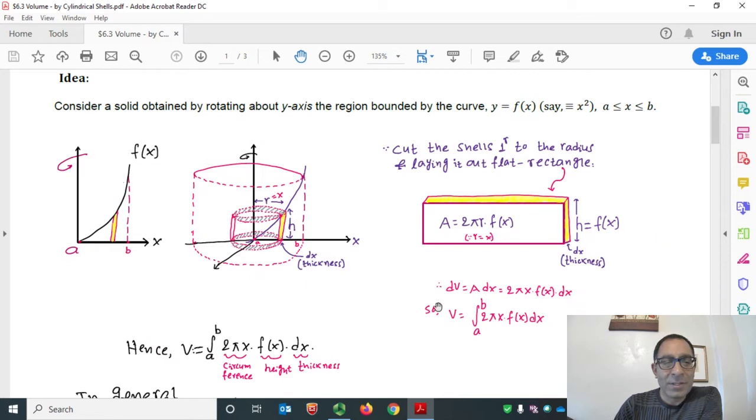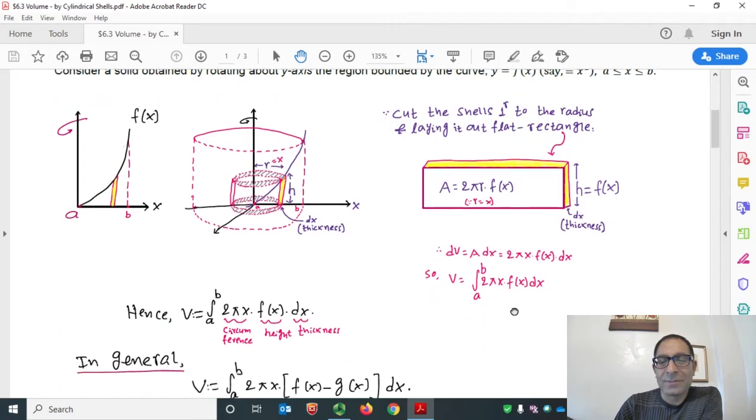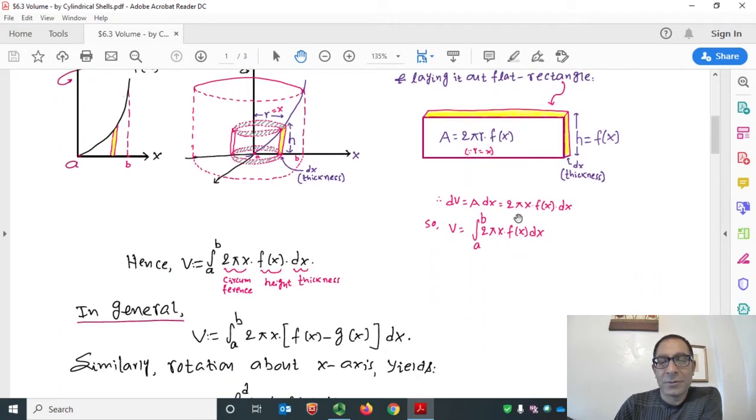Then we can repeat this for each of the stripes here. That means we take a definite integral. The definite integral gives us the volume of this big cylinder here. So volume equals the definite integral of 2 pi x f(x) dx, x equals a to b. That's what I have here. Great.